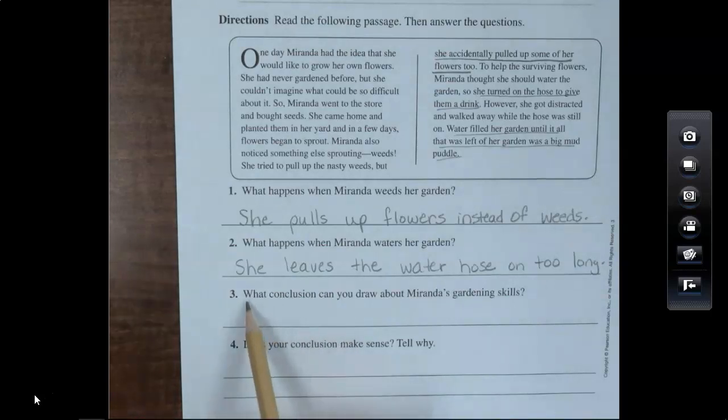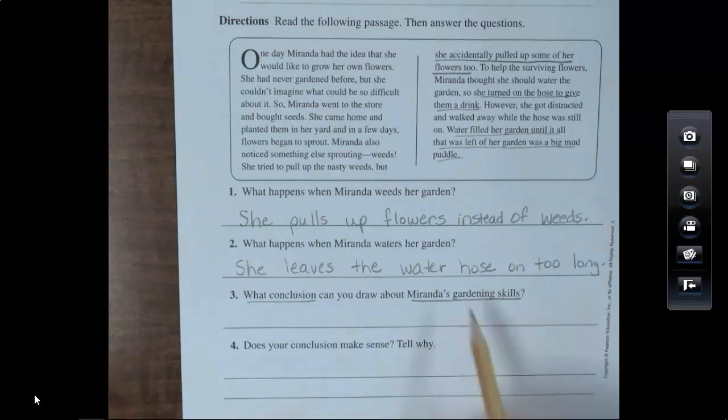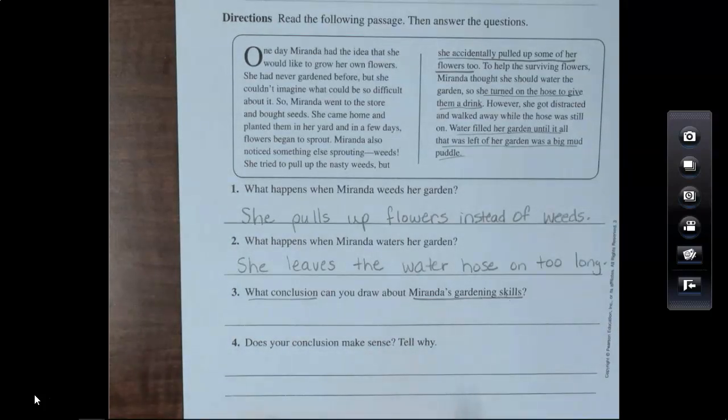Well, number 3 wants a conclusion. So conclusion will take things from the story and what we already know. See, it says number 3, what conclusion can you draw about Miranda's gardening skills? Okay, now knowing what she has done, pulled flowers instead of weeds, left the hose on too long and pretty much flooded her flowers. What do we think about Miranda's gardening skills? Skills, how good is she at it? Or is she good at it? What do you think, boys and girls?